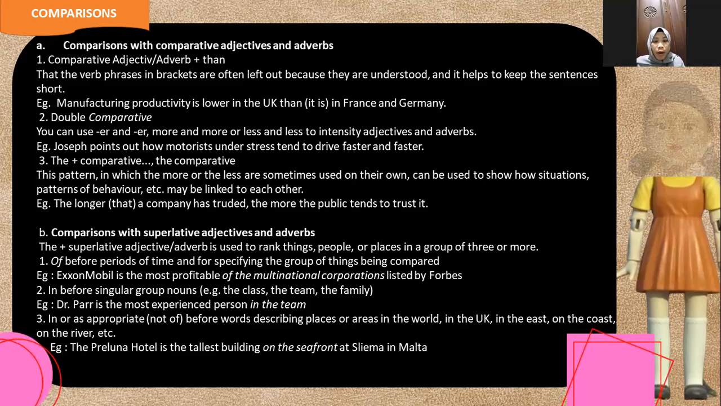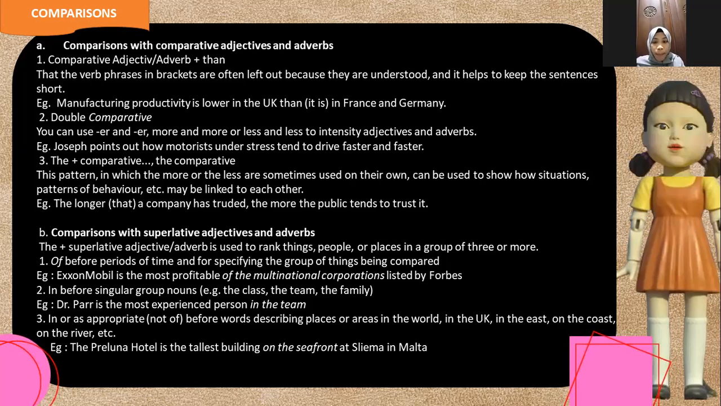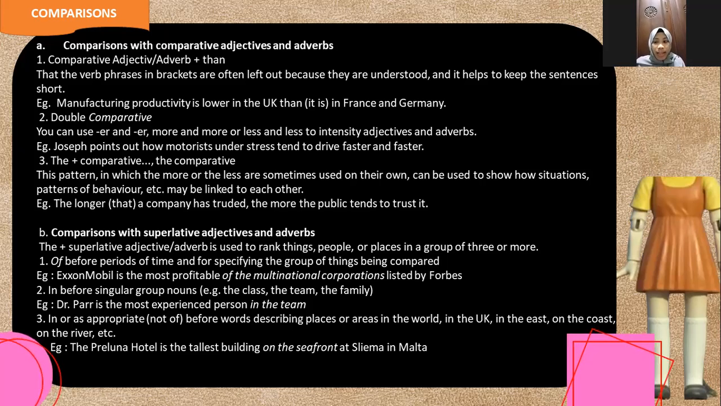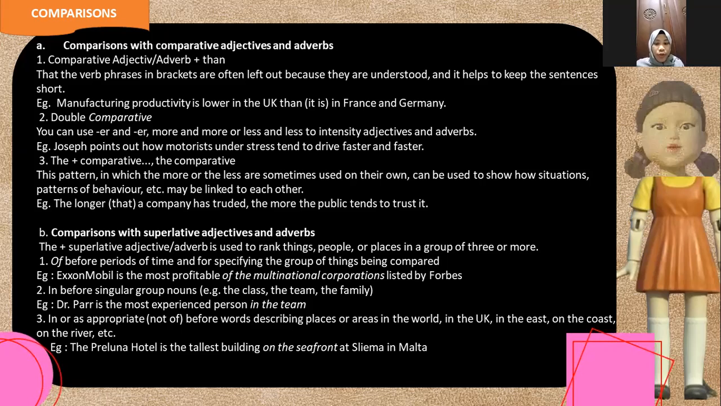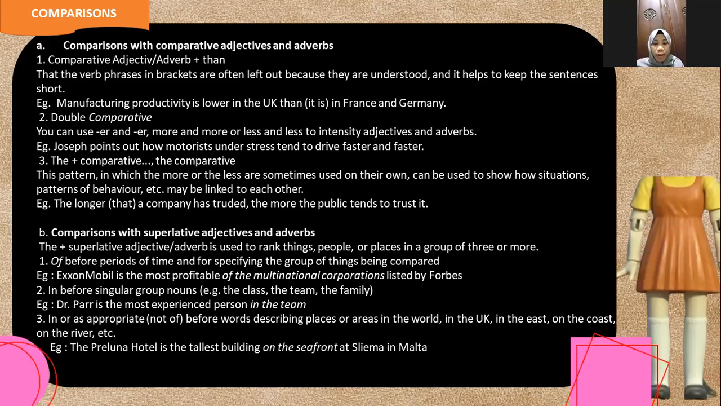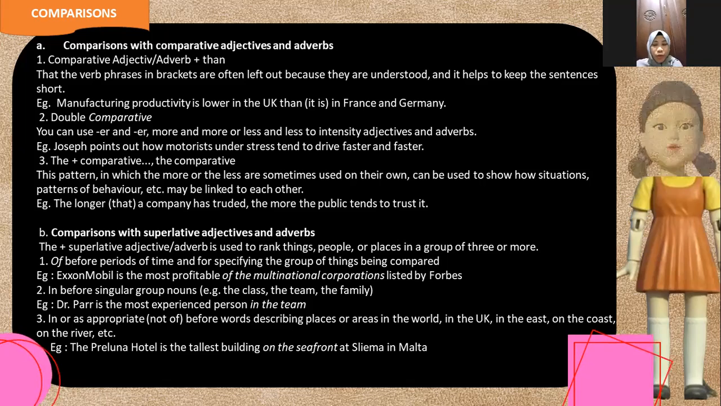Number 2, double comparative. You can use er, more, and less to intensify an adjective or adverb. For example, Joseph points out how motorists under stress tend to drive faster and faster. Number 3, the plus comparative. This pattern, in which the more or the less are sometimes used on their own, can be used to show how situations, patterns of behavior, etc. might be linked to each other. For example, the larger a company has grown, the more the public tends to trust it.